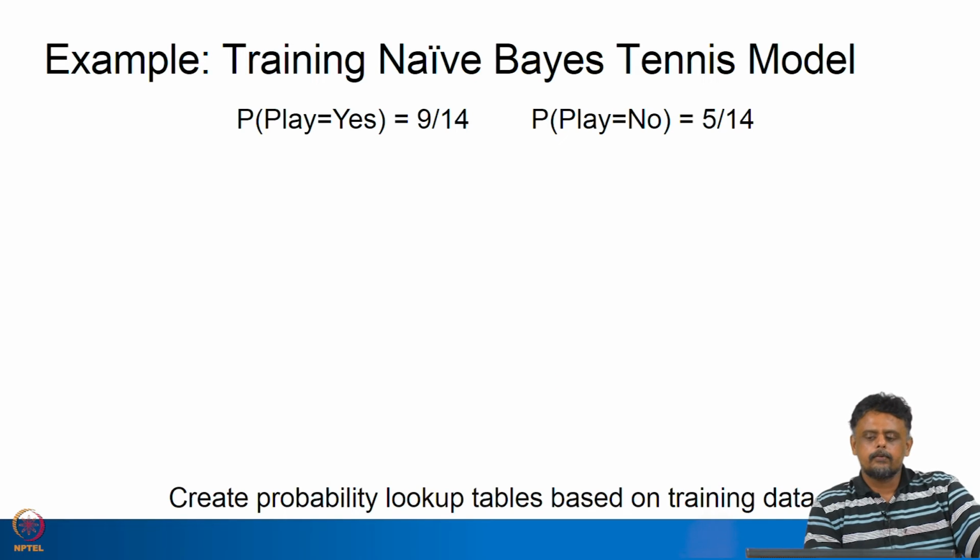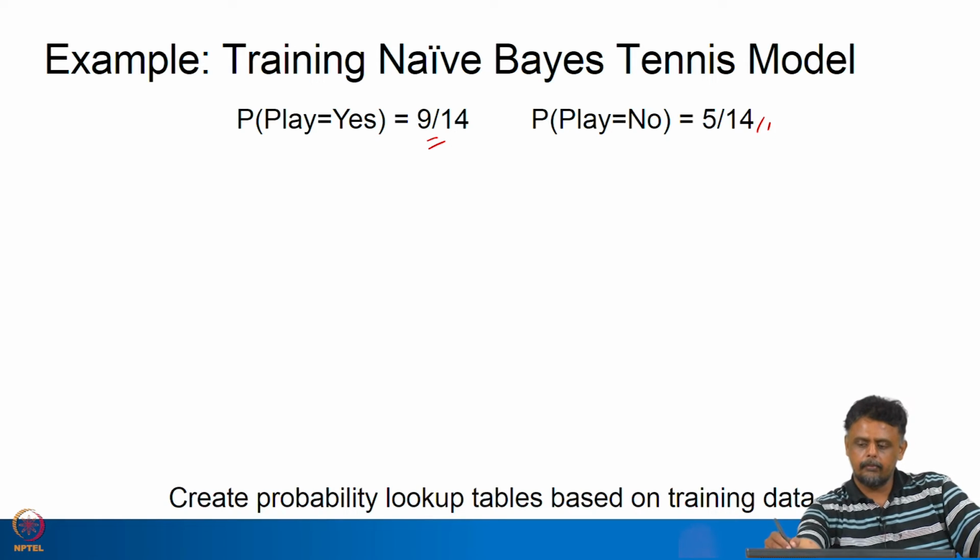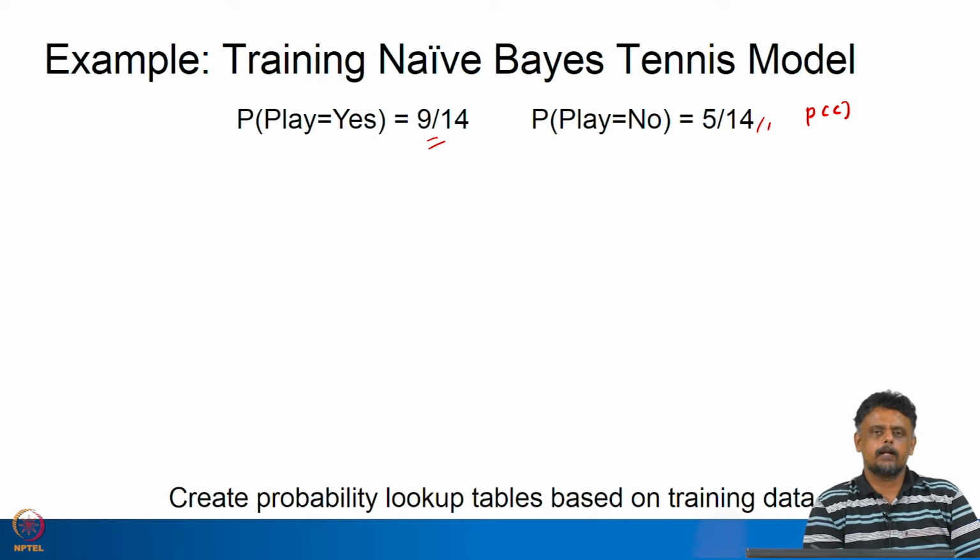Example: how do you train the naive Bayes classifier? The probability of play equal to yes is 9 over 14, since we have 14 data points. The probability of play equal to no is 5 divided by 14. This is your P of C. If you remember from the previous slide, this is how we calculate the probability of the class.